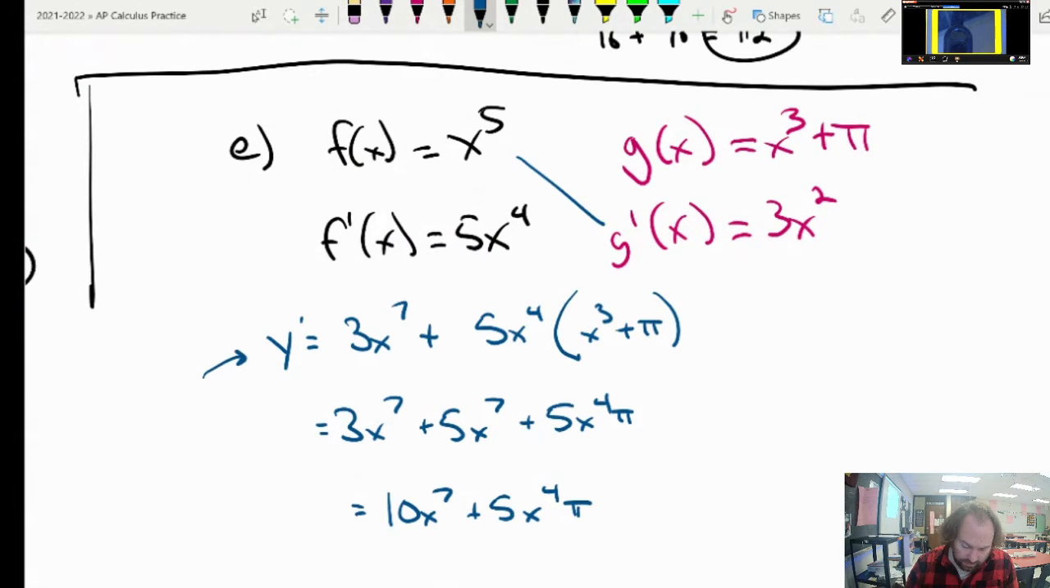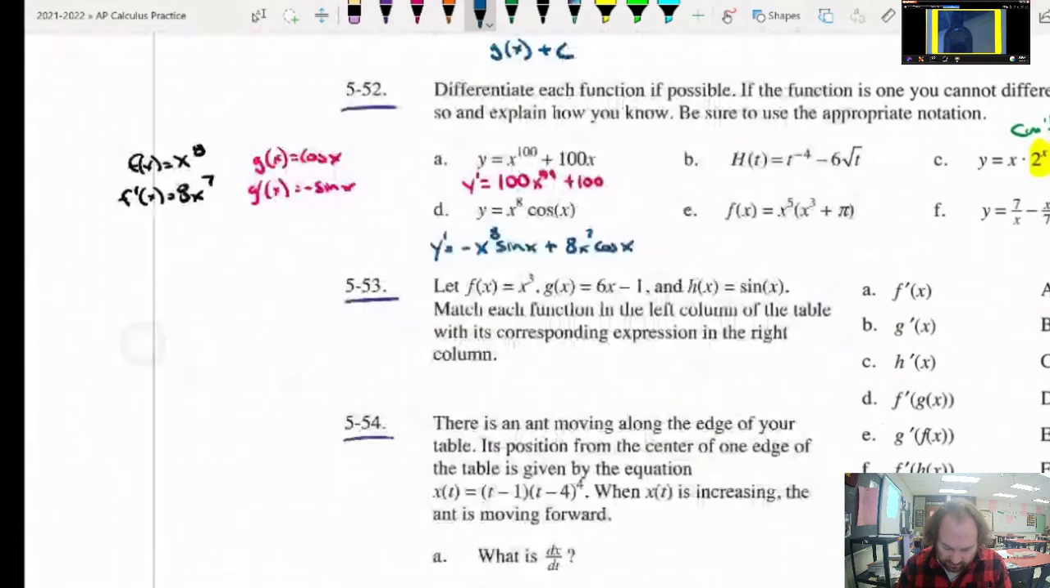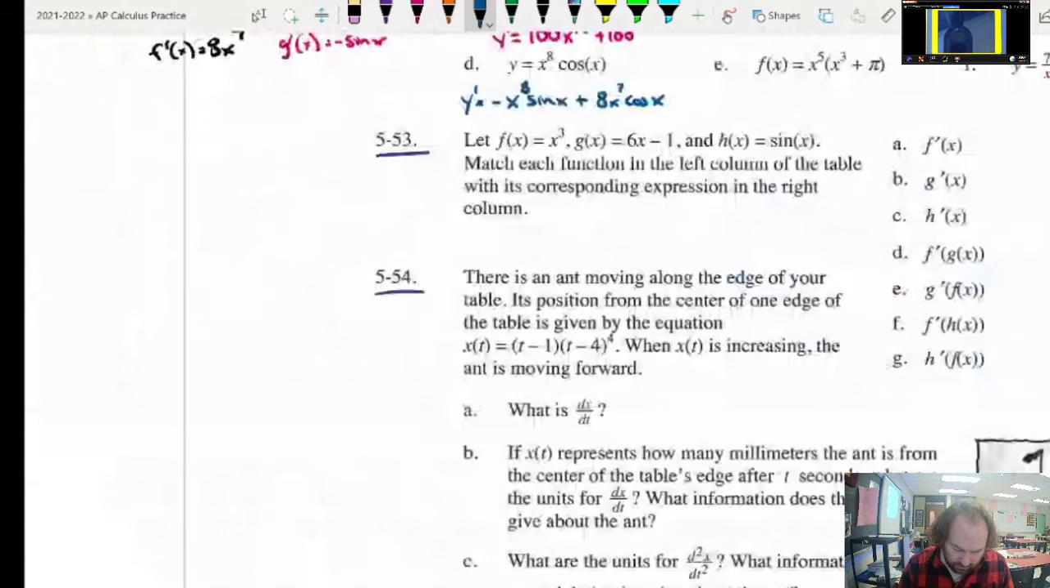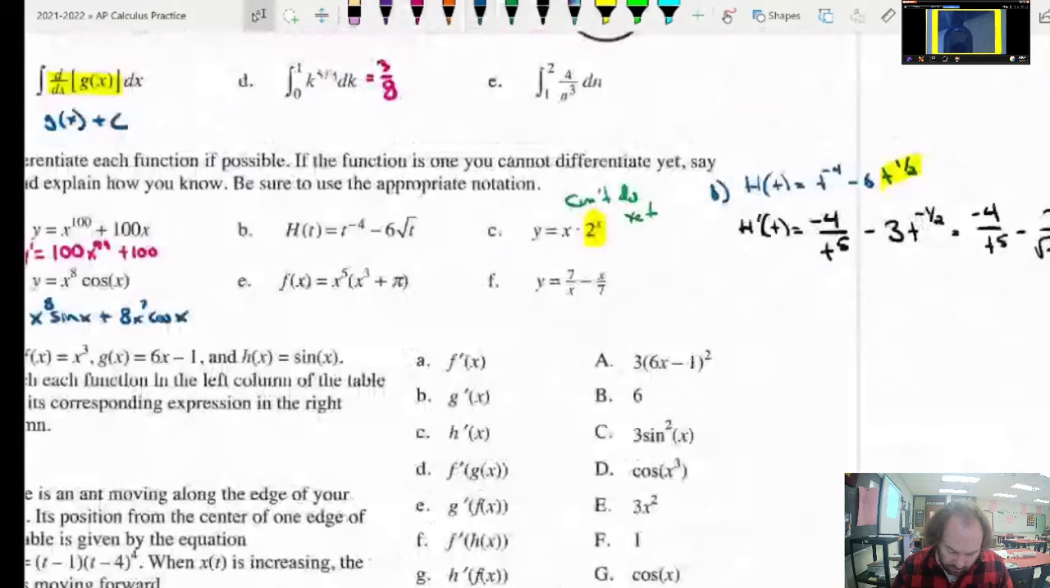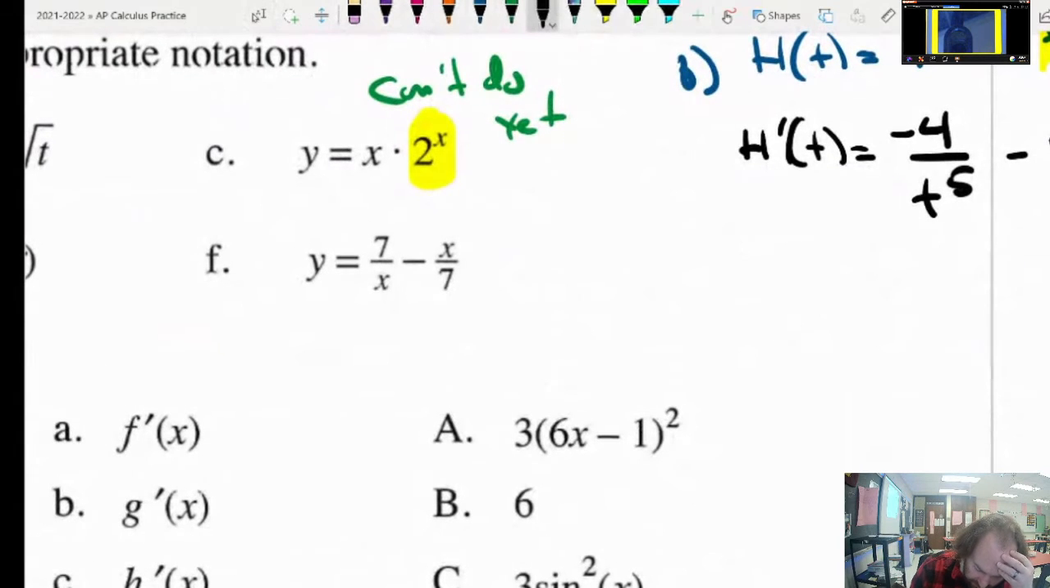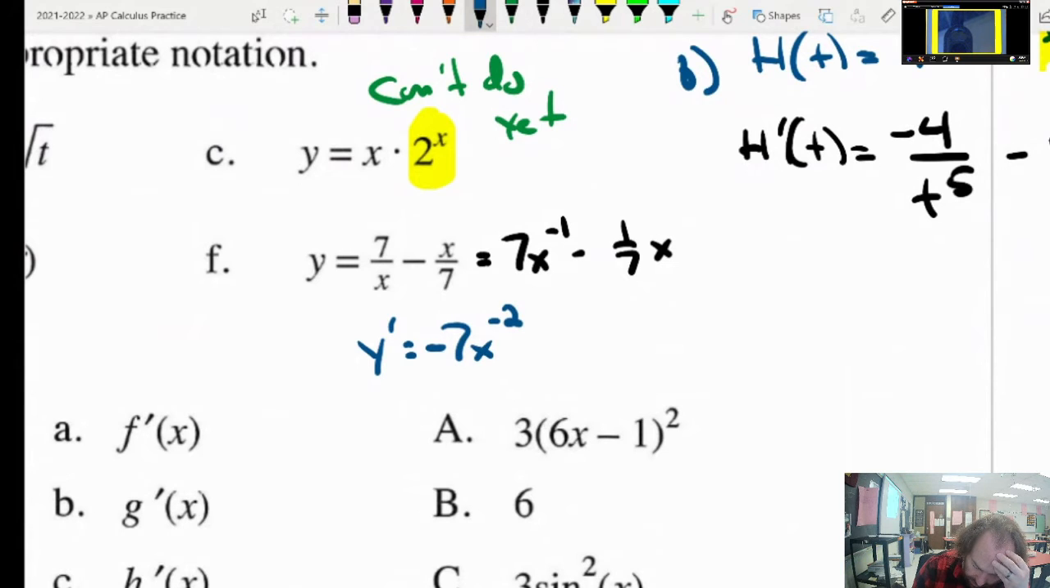So, okay. You don't need the product rule for that one because you could just expand. You could distribute and then take the derivative first. And then f is relatively easy to get right now if you rewrite it a little differently. This is 7x to the negative first minus 1/7 x. So your y prime is going to be negative 7x to the negative second power minus 1/7. That's it. Pretty simple. Okay, let's move on.